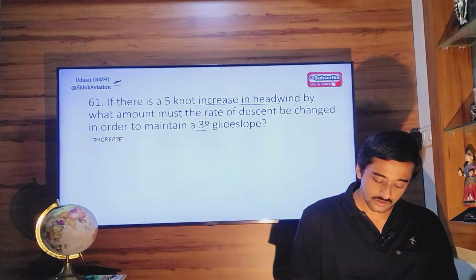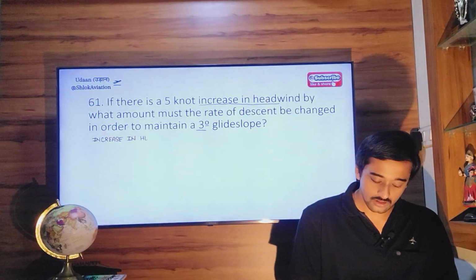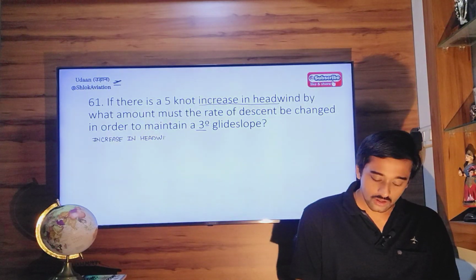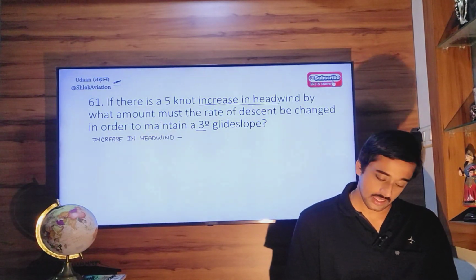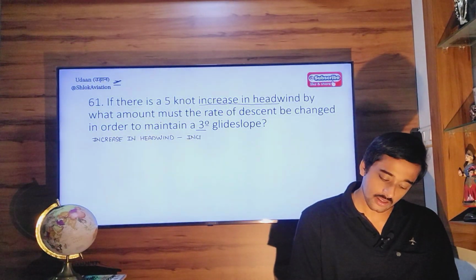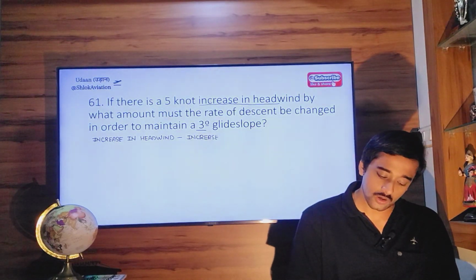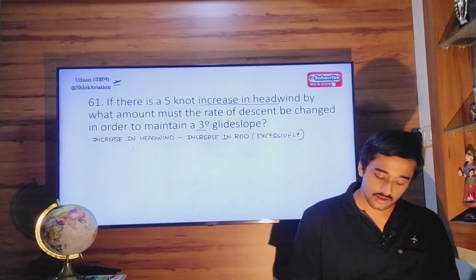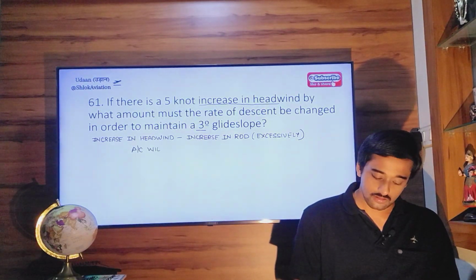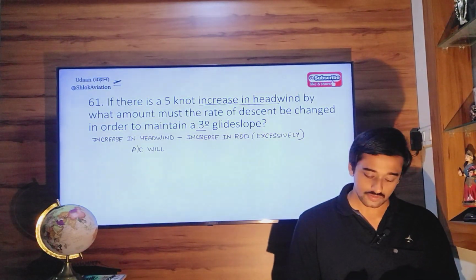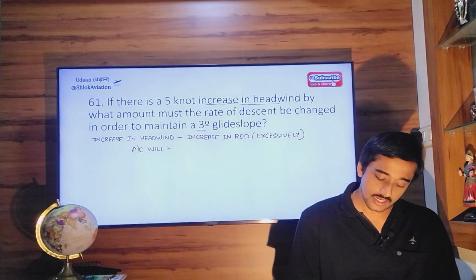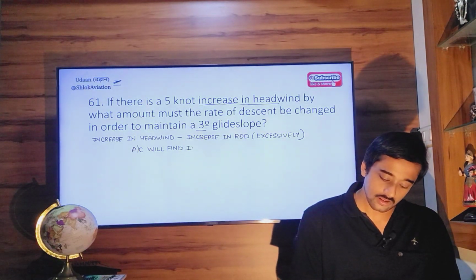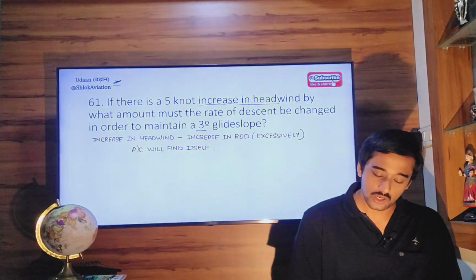increase in headwind will result in increase in the rate of descent excessively, right? Aircraft will find itself below the glide slope.